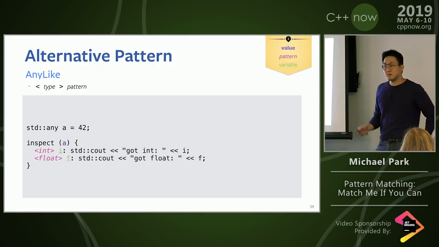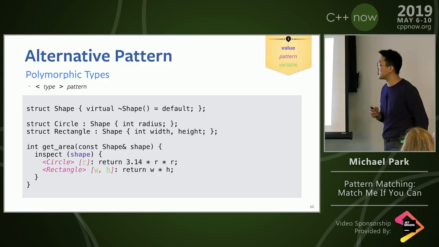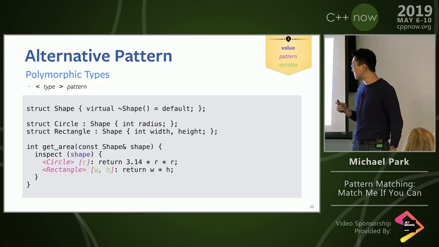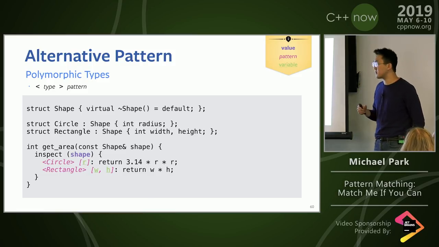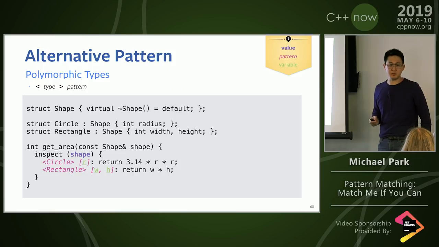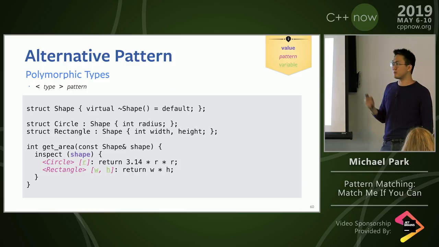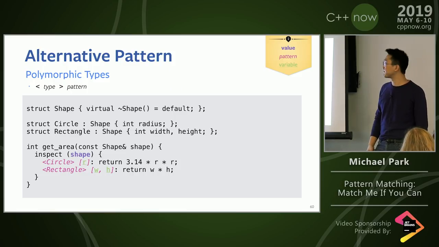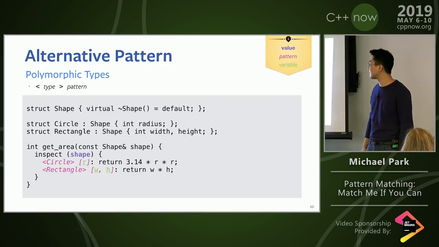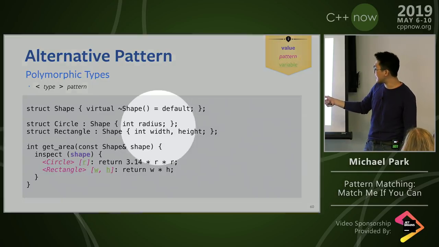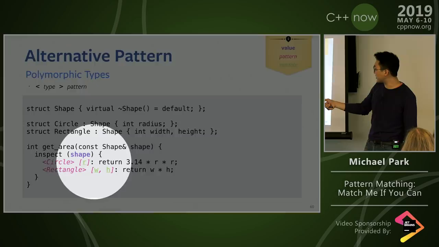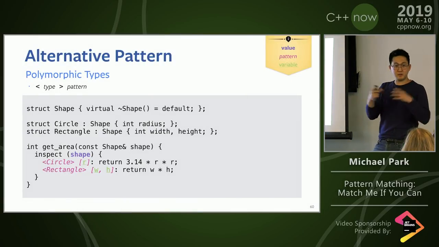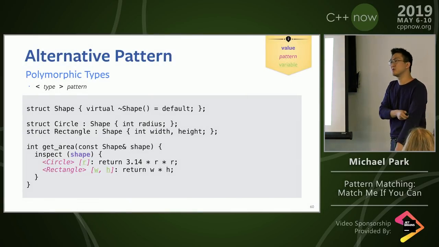Any other questions? Let's go to the polymorphic type ones. Same syntax, but instead of any_cast, we'd be using dynamic_cast. So the check here would be is_polymorphic, basically. And you can see the nested pattern here. We can match on the rectangle and then unpack it immediately with a structured bindings pattern.